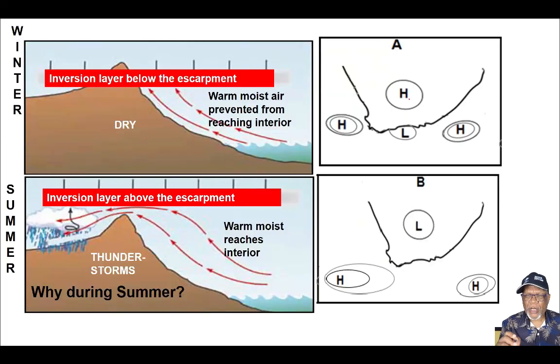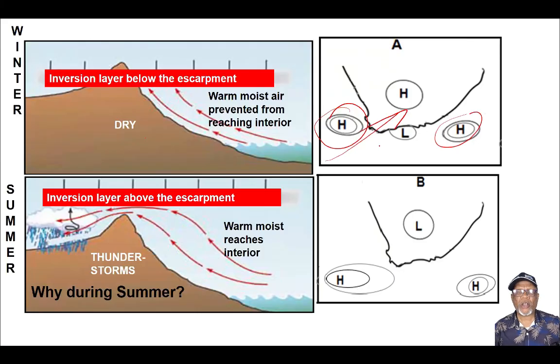You can see now the high pressure cell is further north, and therefore it allows the passage of mid-latitude cyclones into the interior. That is why we say mid-latitude cyclones affect the weather of South Africa during winter. Why during winter? Because the high pressure cells have migrated further north following the ITCZ that has moved to the northern hemisphere. Therefore, they have opened the gate for mid-latitude cyclones to come through.